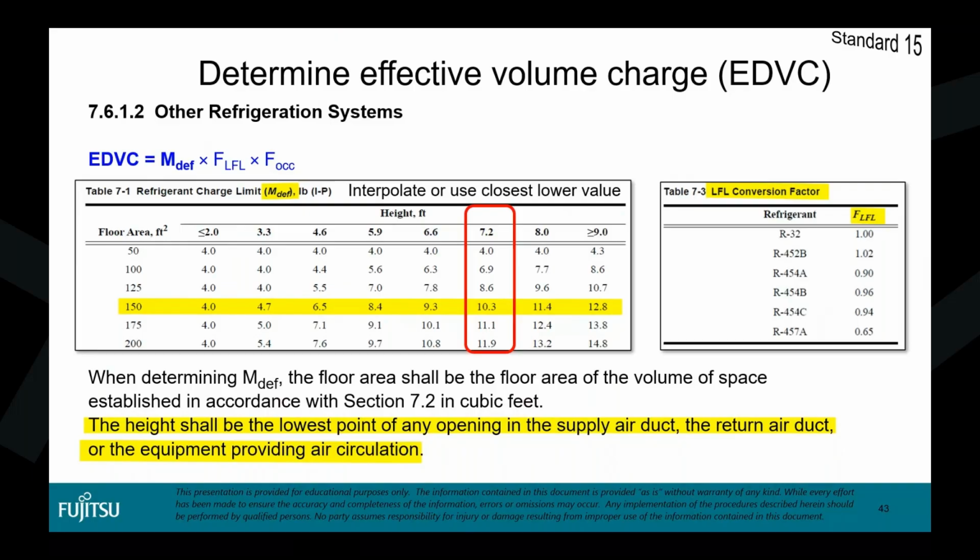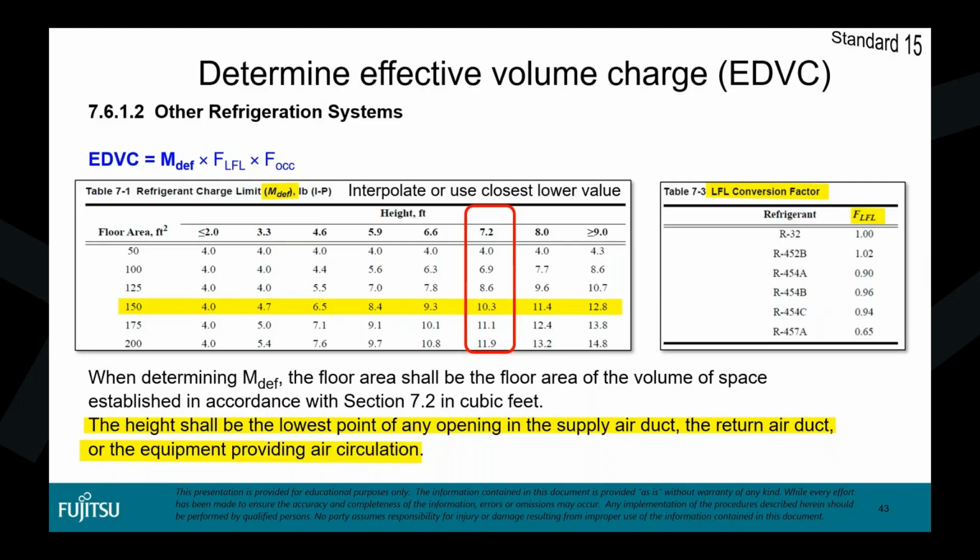On the right, we can see the LFL conversion factor. You see that table, I think you recognize the one for R32 and 454B has 0.96. It's the same table we saw a bunch of slides ago. They just call it something else here. Unfortunately, standard 15 calls it something else, but it's the same kind of table we looked at earlier.